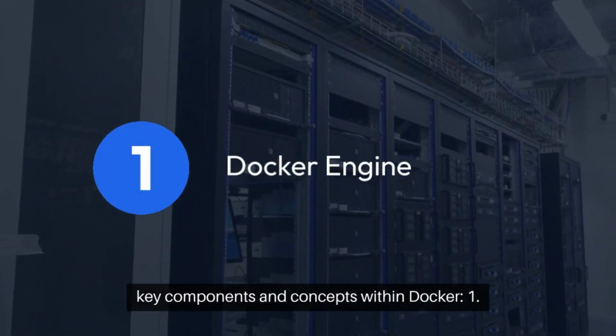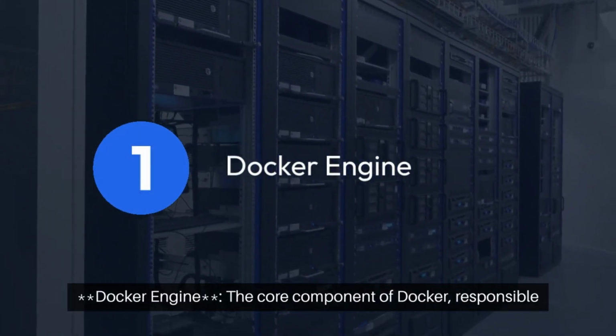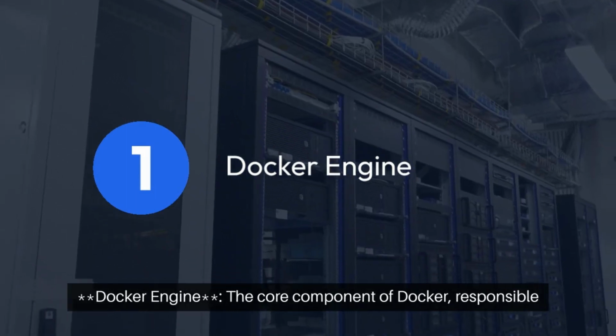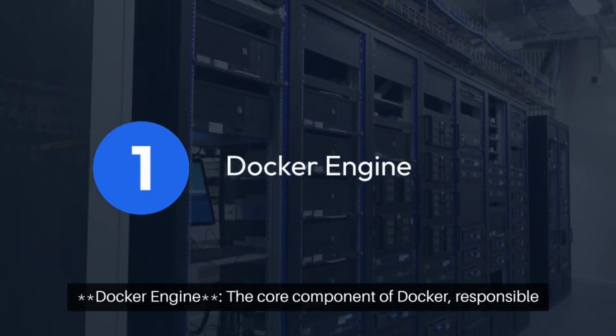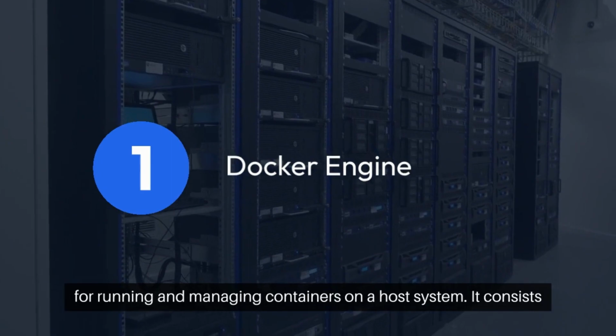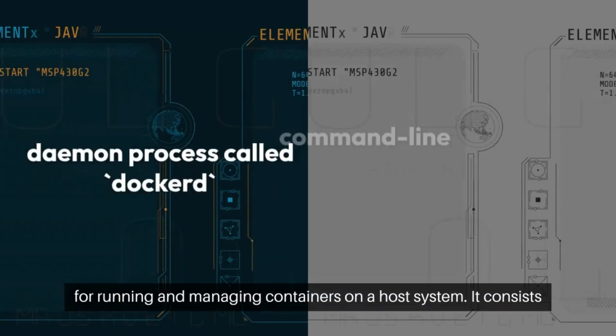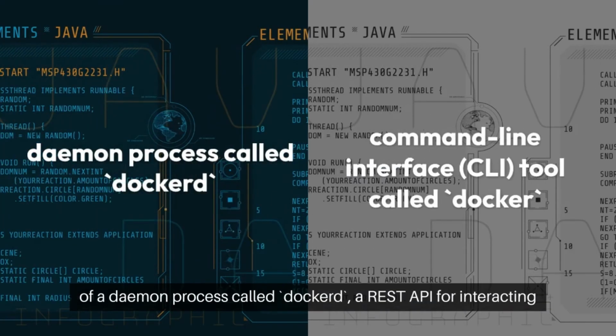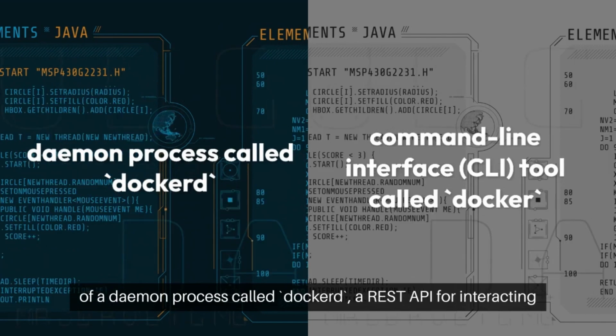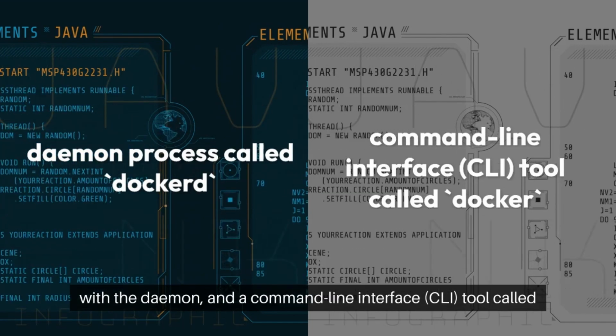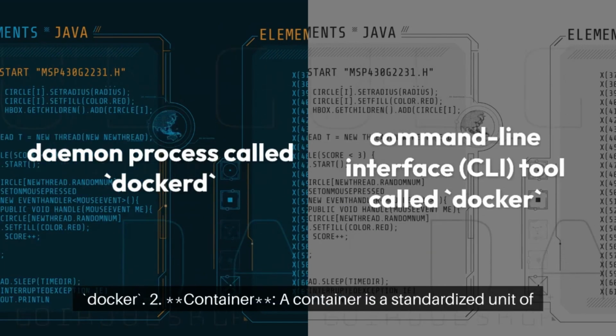1. Docker Engine. The core component of Docker, responsible for running and managing containers on a host system. It consists of a daemon process called dockerd, a REST API for interacting with the daemon, and a command line interface (CLI) tool called docker.